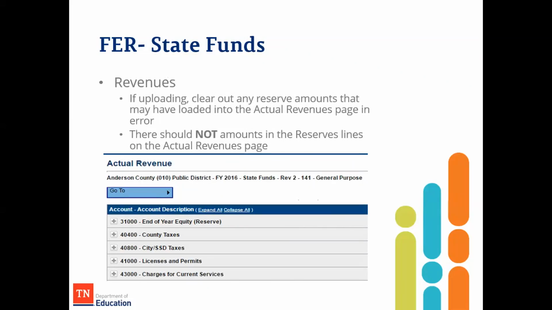Revenues. If uploading, please be sure to clear out any reserve amounts that may have been loaded into the actual revenues page in error. This is a common mistake that we see. It is part of the checklist for you to review to make sure that this does not happen. However, there should not be any amount in the reserve line on the actual revenues page. So when you're looking at your actual revenues, you should not have any reserves. If you do, please clear those out.